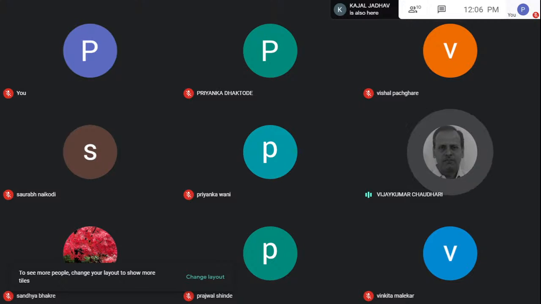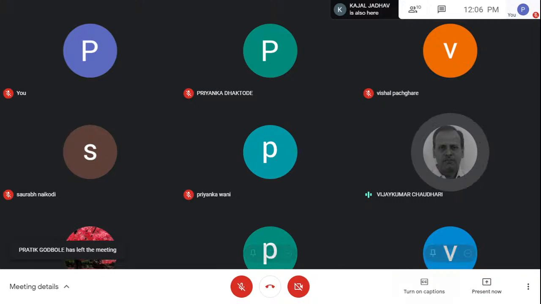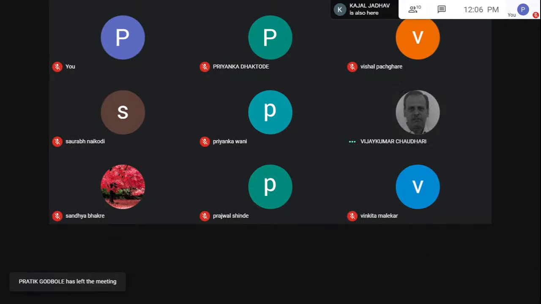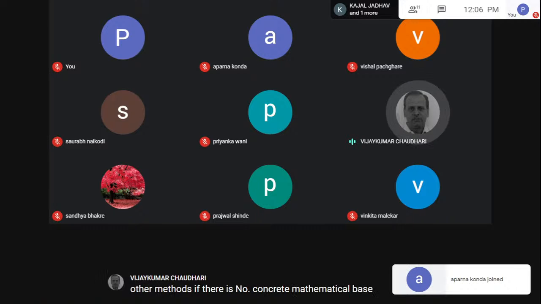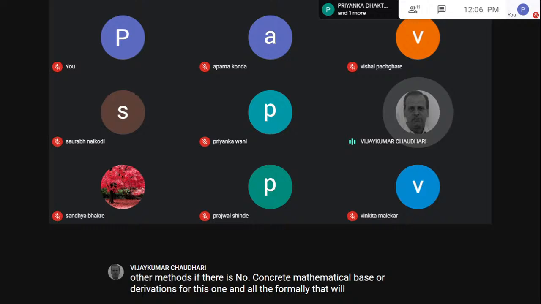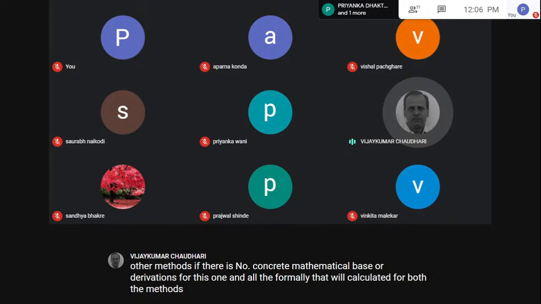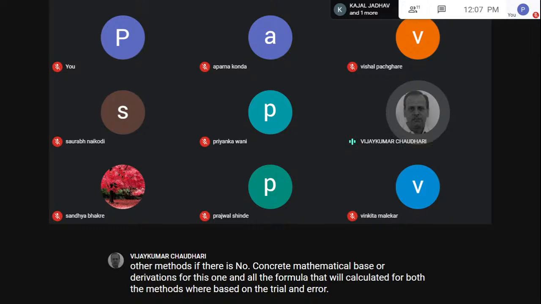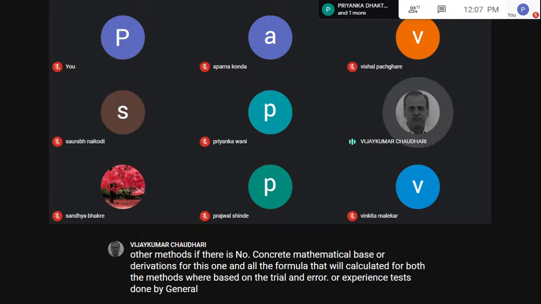These two methods, as we saw, were based on experiences and therefore are called empirical methods, because there is no concrete mathematical base or derivations for this one, and all the formulae that we tabulated for both the methods were based on the trial and error or experience tests done by Ziegler-Nichols or Cohen-Coon or other scientists.